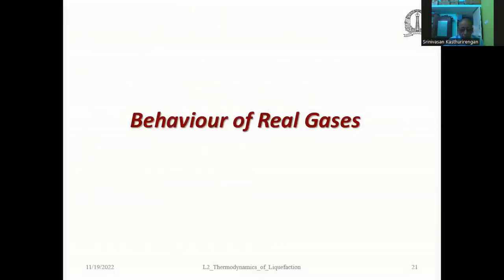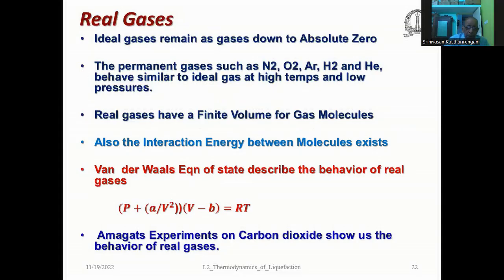Let's talk about the behavior of gases. Real gases behave differently compared to ideal gases. The difference between the two is that real gases have a finite volume for the gas molecules, and there is also interaction energy between the gas molecules. The permanent gases such as nitrogen, oxygen, argon, hydrogen, and helium behave similar to an ideal gas at high temperatures and low pressures, whereas as you decrease the temperature, they start behaving differently from the ideal gas.